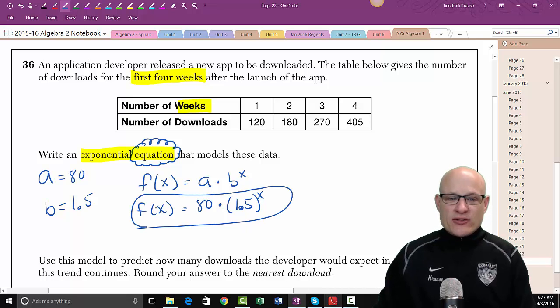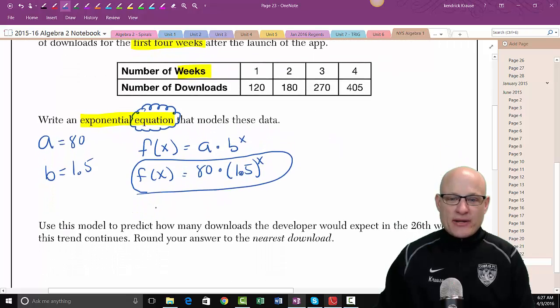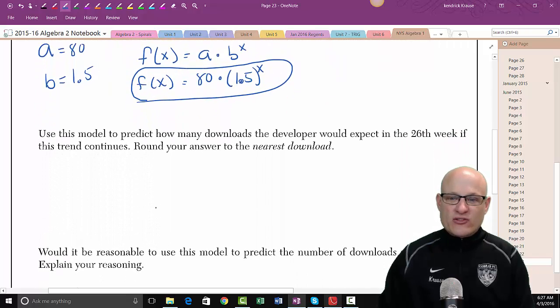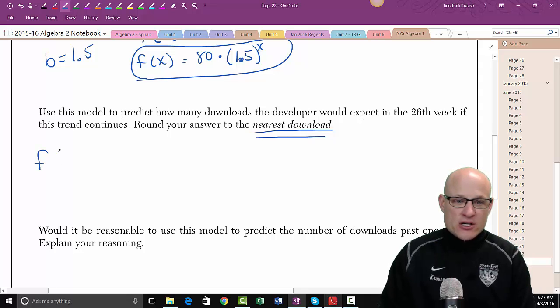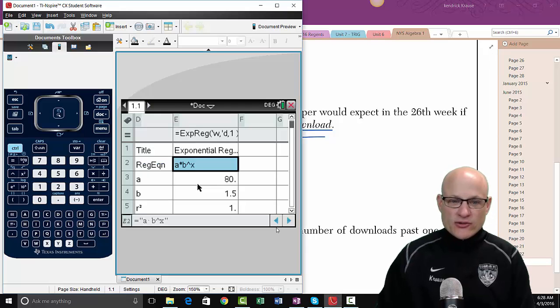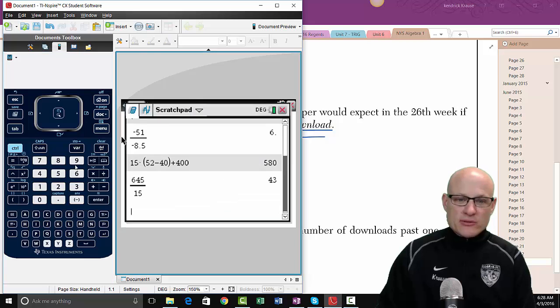So this one now says, use this model to predict how many downloads the developer would expect in the 26th week if this trend continues. And this says round to the nearest download. Okay, so all we really got to do is find f of 26. So we're going to do 80 times 1.5 to the 26. And we'll type that in our calculator because it's kind of a big number.